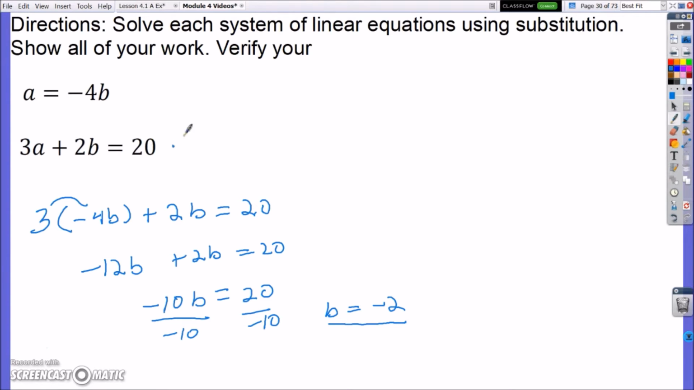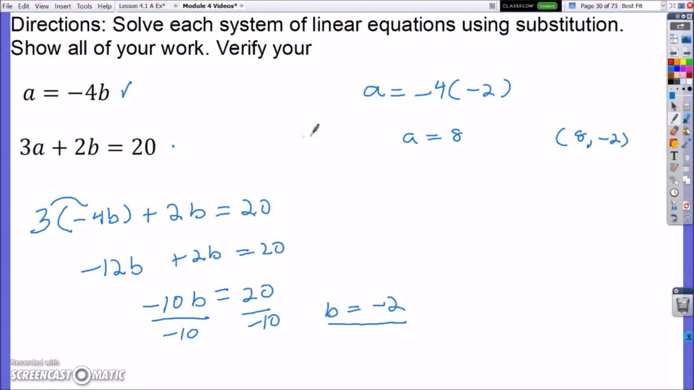In my opinion, it's easier to plug it into the first one. So I'm going to have a equals negative 4b, but instead of b, I already know what b equals. It's negative 2. So when I solve this, I have negative 4 times negative 2, which is positive 8. And that is my final answer. Now in an ordered pair, it always goes in alphabetical order, so it's going to be 8, negative 2.